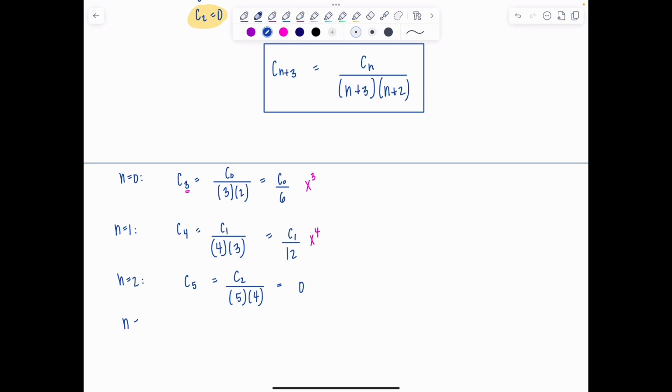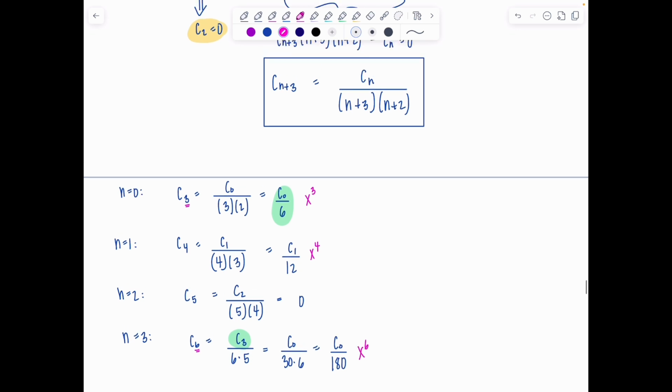Okay, n equals 3. So that would give me C6. That's C3 over 6 times 5. Oh, but I have C3 already. Look, look, look. C3, it's right here. It's C0 over 6. So that's C0 over 30 times 6. So that's C0 over 180. And that would be the coefficient on x to the 6th. Very good. Very, very good.